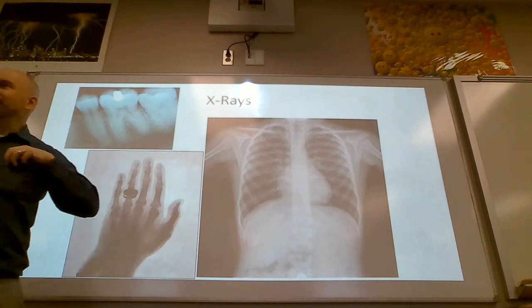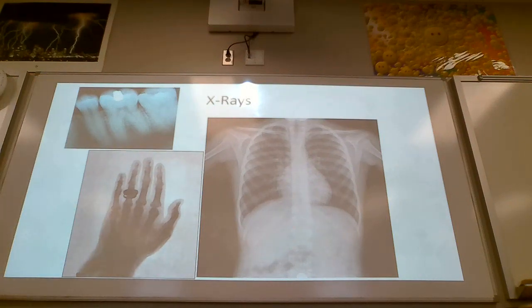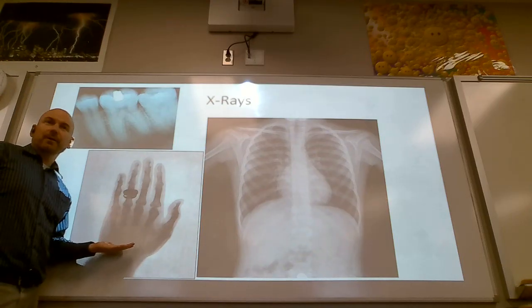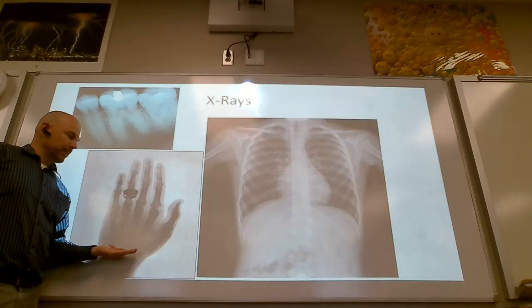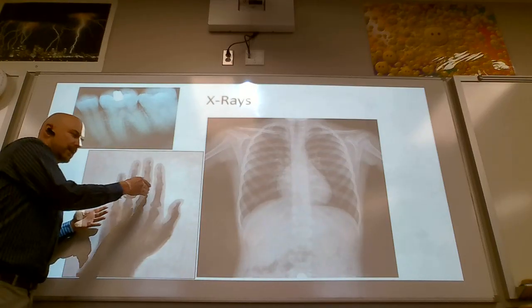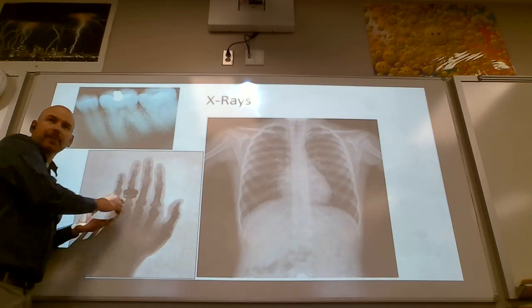Next up are X-rays. The reason why X-rays work is because they have a higher frequency and a lower wavelength, and so it gets through soft tissue, but it doesn't get through dense tissue like bone. This is actually a photograph of an X-ray. So they shoot X-rays through your hand, and it gets through the skin and the muscle part, but it gets stopped by the bone.